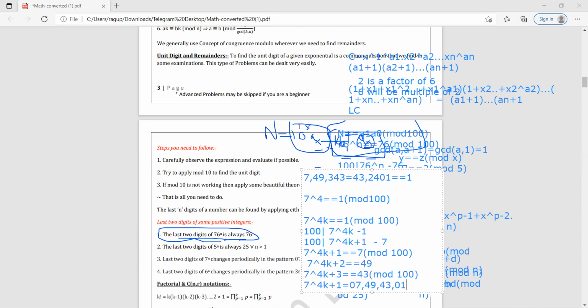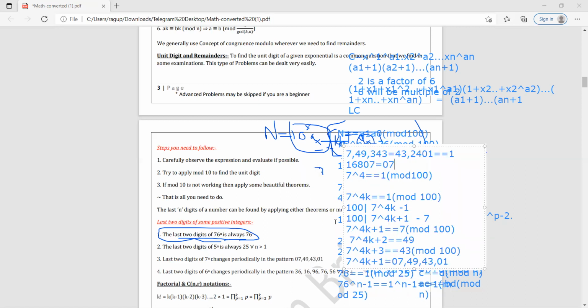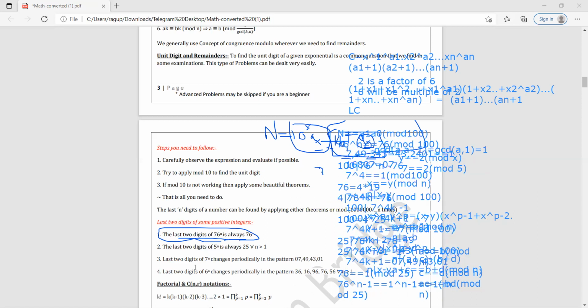We are seeing that 7, 49, 343 are coming. We were seeing that it is repeating. So 16807, it is 07. Again we will have this. So what we did is that we formalized this loop which was occurring again and again. Similarly, we can do others. This is also an interesting question. You can try it.